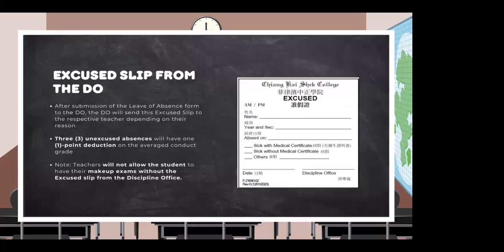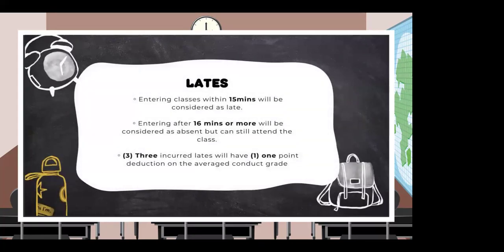After submission of the leave of absence form, the DO will send the excuse slip to the respective teacher depending on the reason. 3 unexcused absences will have 1 point deduction on the average conduct grade. Note, teachers will not allow the student to have their makeup exams without the excuse slip from the discipline office. Entering classes within 15 minutes will be considered as late. Entering classes 16 minutes or more will be considered as absent but can still attend the class. 3 incurred lates will have 1 point deduction on the average conduct grade.